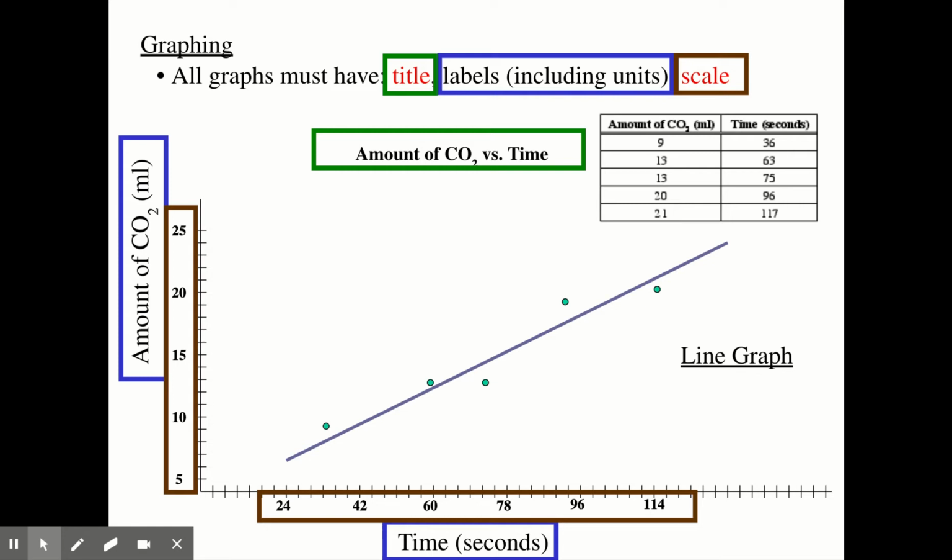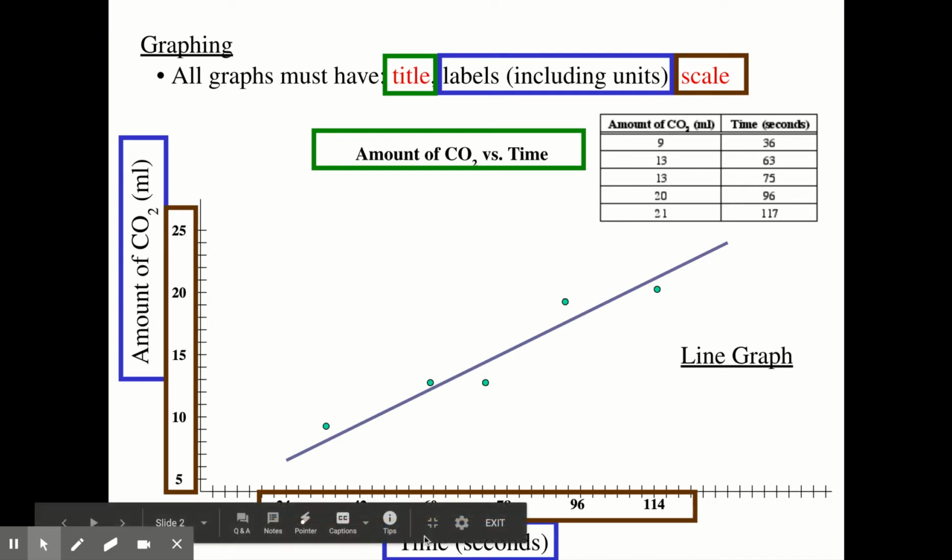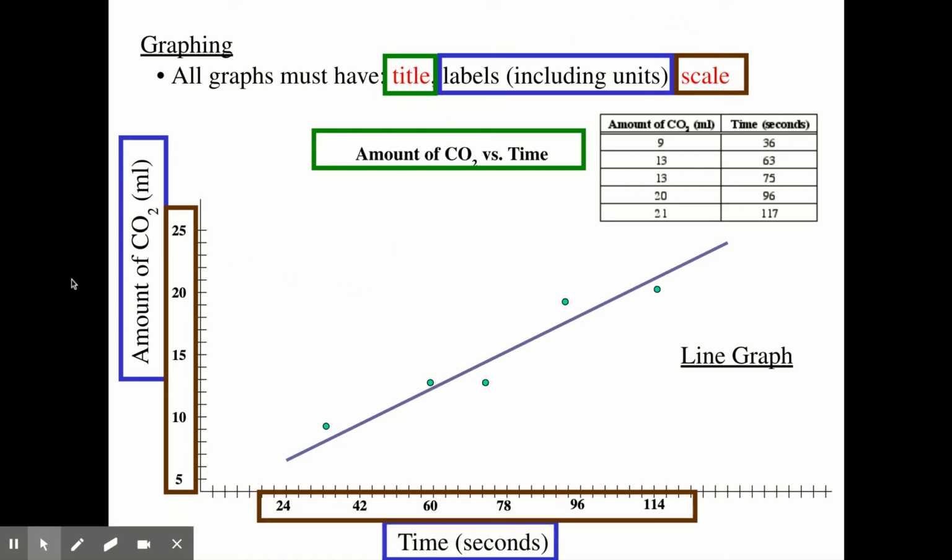So in the green is our title. Our title goes on top of the graph, not below the graph, exactly where you can see. A lot of times, the easiest way to title your graph is to write your dependent variable, amount of CO2, versus your independent variable. So that's an easy way to make a title.